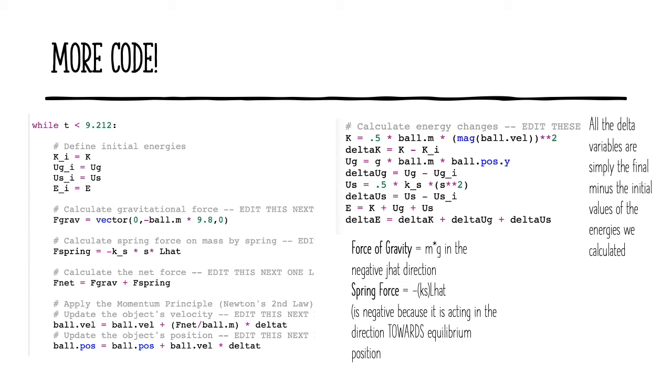The application of Newton's second law comes in when updating the object's velocity and position, and in this case, we just need to take, for the velocity, the previous velocity and add F net over m times delta t, and then to update the position, we take the previous position and add the velocity times delta t. In order to calculate the energy changes, we again had to plug in the energy formulas and calculate the new energy at these positions, and then subtract those minus the initial that we calculated before.